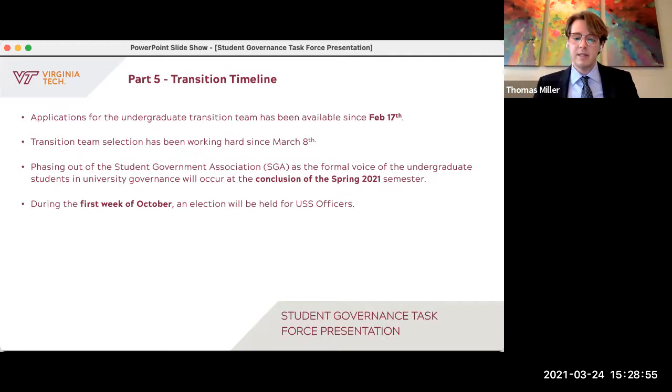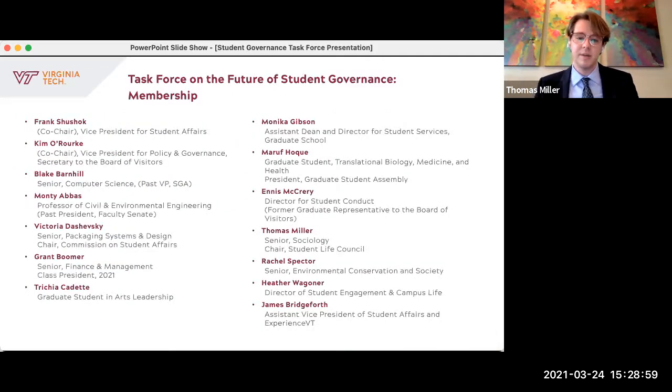So that is the extent of the presentation. One more slide about the membership of the task force. The task force had its last official meeting last week or the week before, I can't quite remember. And we'll be meeting once more to build a report that will be accessible to everyone for what we see should be the big guiding force and tenets to this change of student governance for graduate students and also here for undergraduate students.